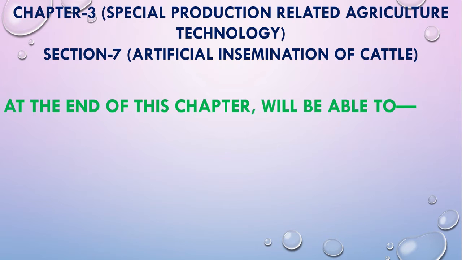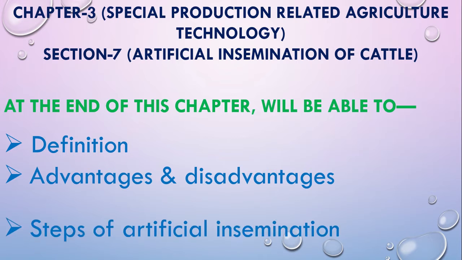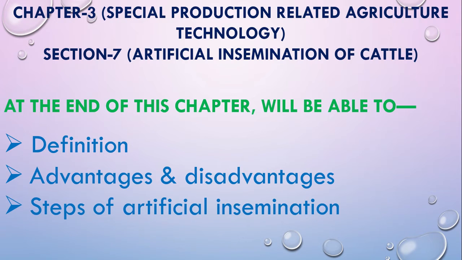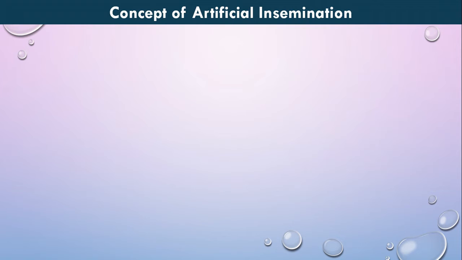Chapter 3, Section 7. Section name is Artificial Insemination of Cattle. Today, from this section, the discussion will be the definition of artificial insemination, then its advantages and disadvantages, steps of artificial insemination, and flowchart of the hybridization process. First of all, I'll discuss the concept of artificial insemination, or the other name, artificial breeding.